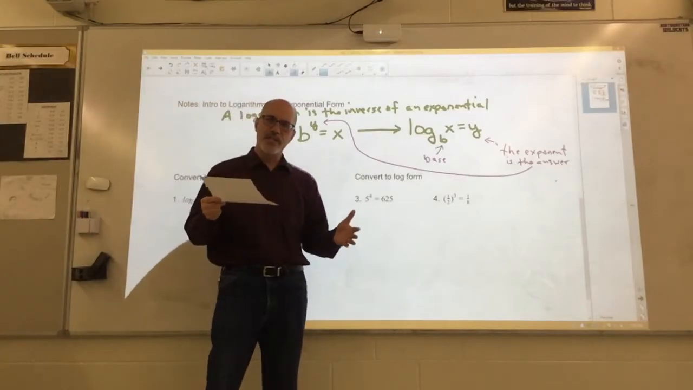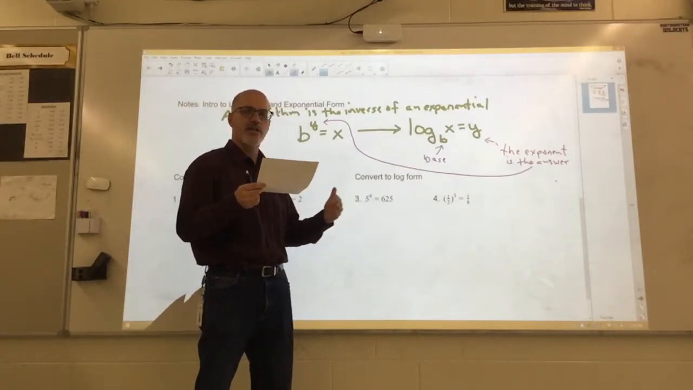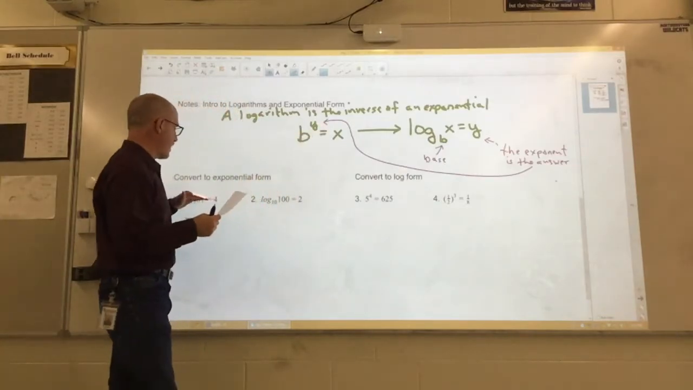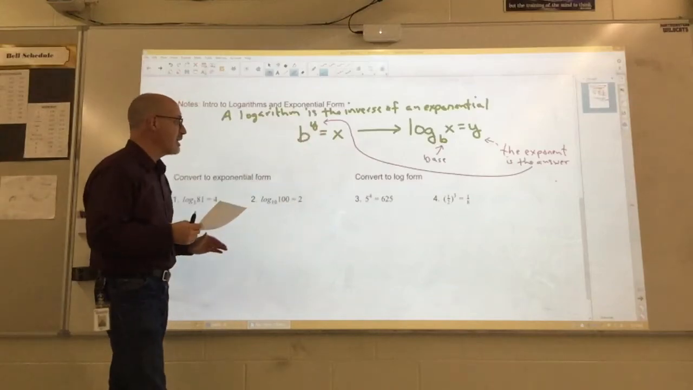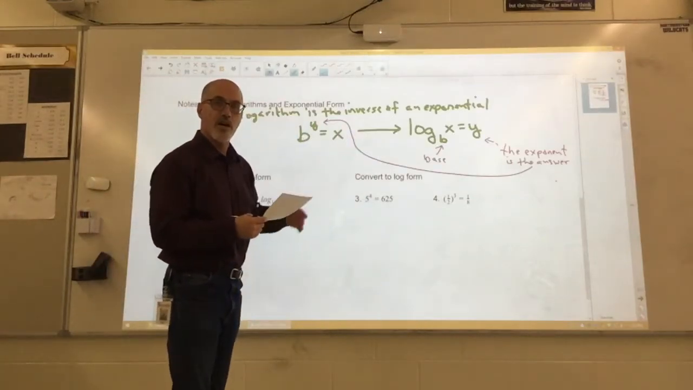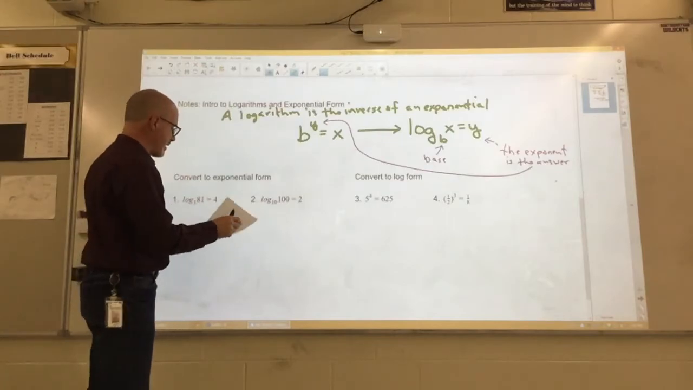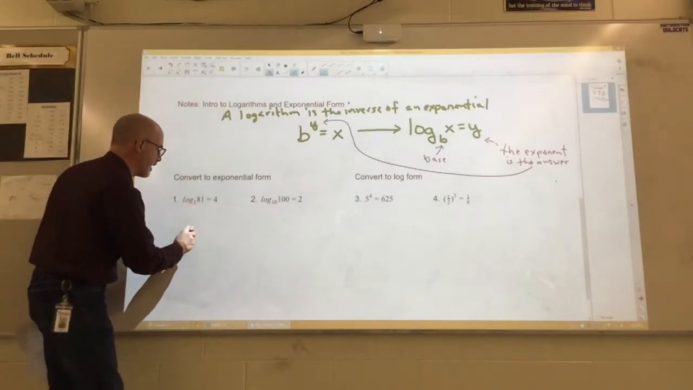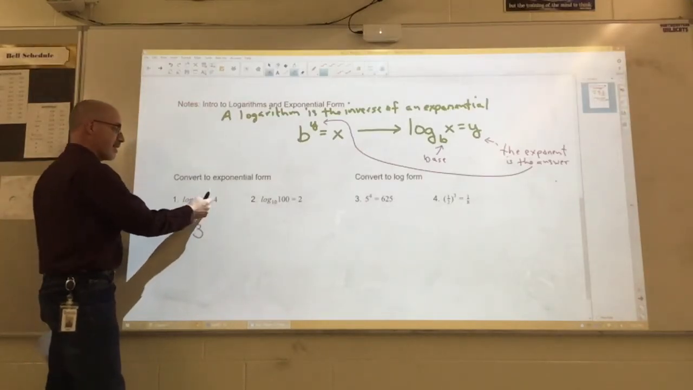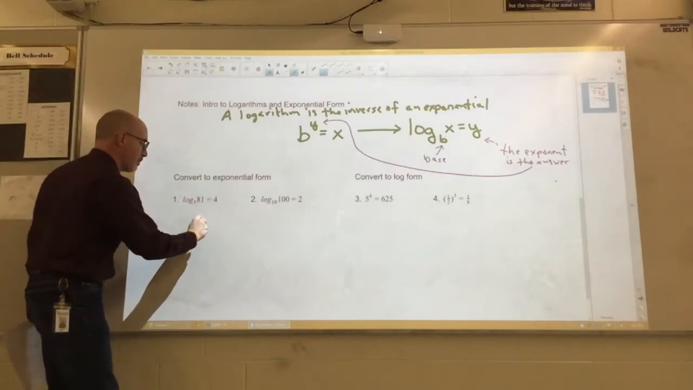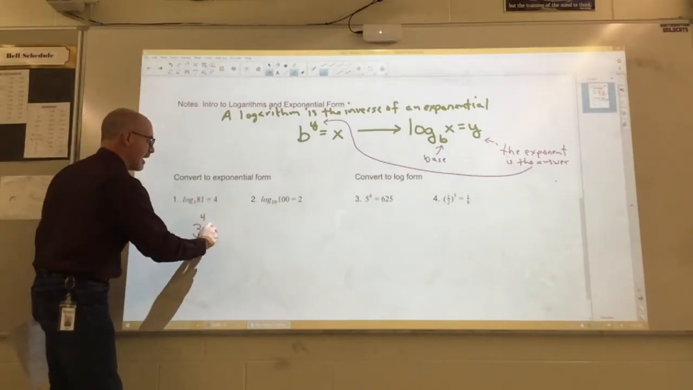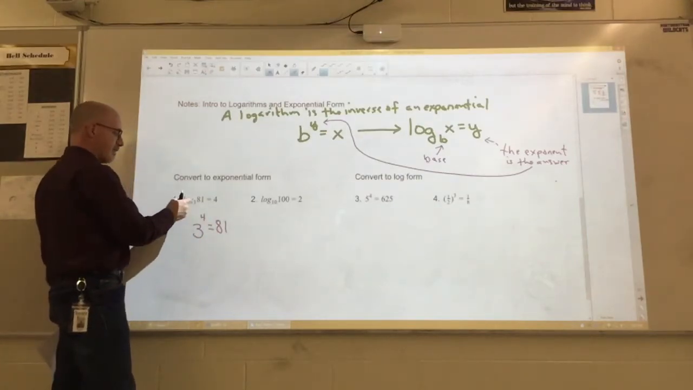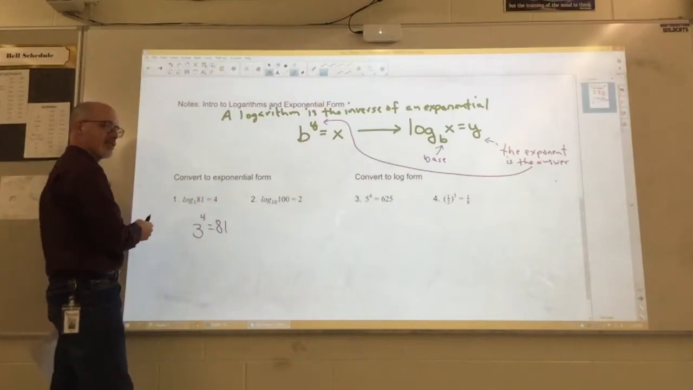So simply put, today all you're going to do is convert. You're going to take these logarithms and convert them to exponentials, and take exponentials and convert them to logs. So when we want to write this as an exponent, this is the base, the subscript, so 3 is the base. That number is the exponent, so we put it up as the exponent. And that number is the answer to the problem. So we just convert by taking base to the exponent equals the answer.